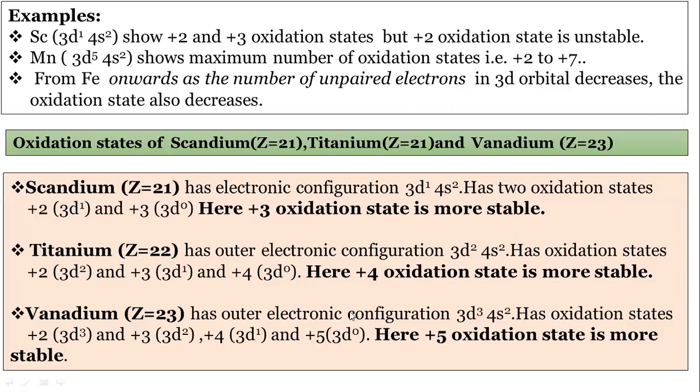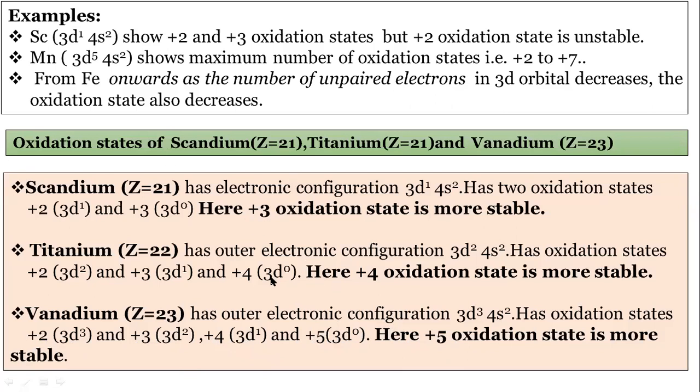Then I am coming to vanadium. The outermost electronic configuration of vanadium is 3d3, 4s2: 3 electrons in the d orbital and 2 electrons in the s orbital. If these 3 and these 2 electrons are donated, it shows the +5 oxidation state, and 3d will contain 0 electrons. In +4, 3d has 1 electron; in +3, 2 electrons; in +2, 3 electrons. So it shows +2, +3, +4, +5. But in +5, the d orbital does not contain any electrons, so +5 is the most stable oxidation state of vanadium.